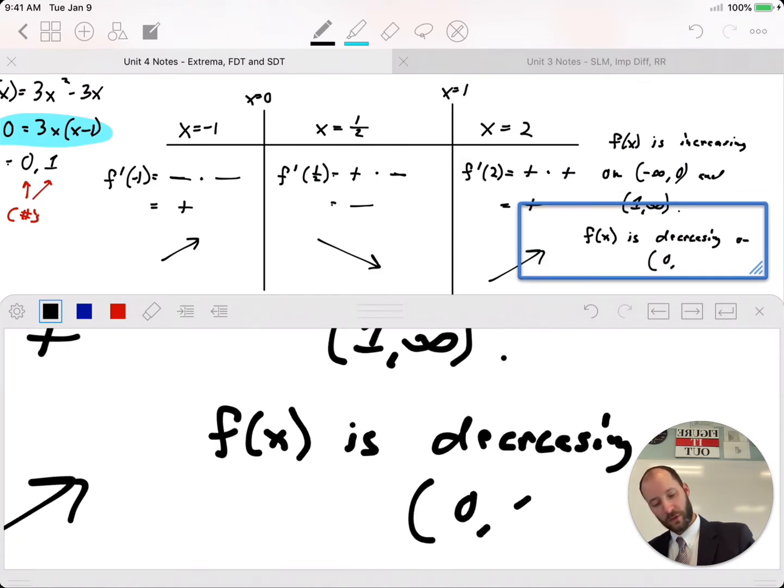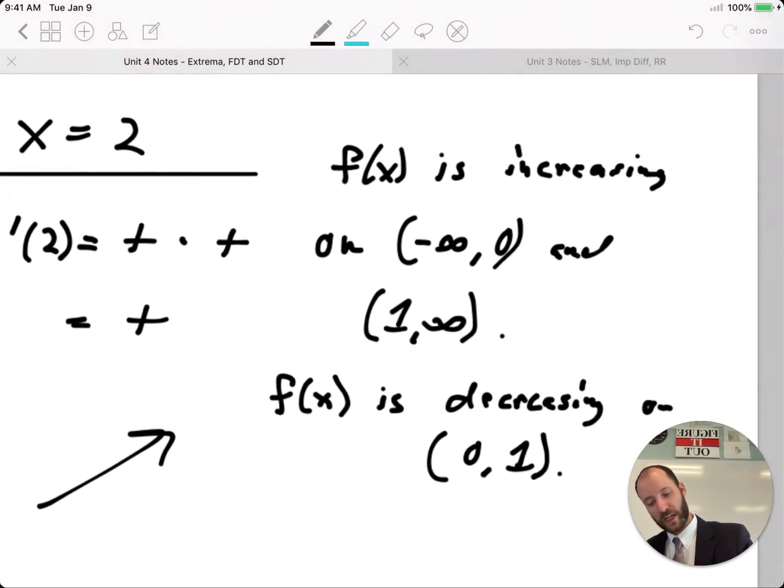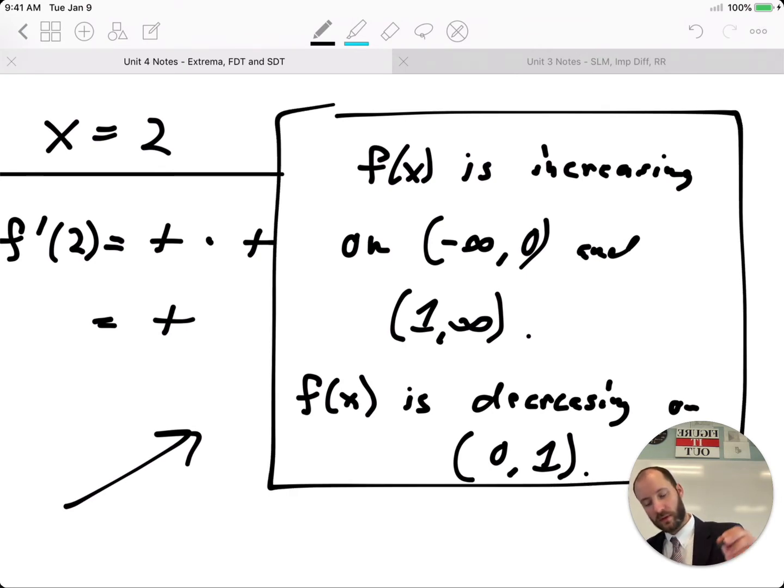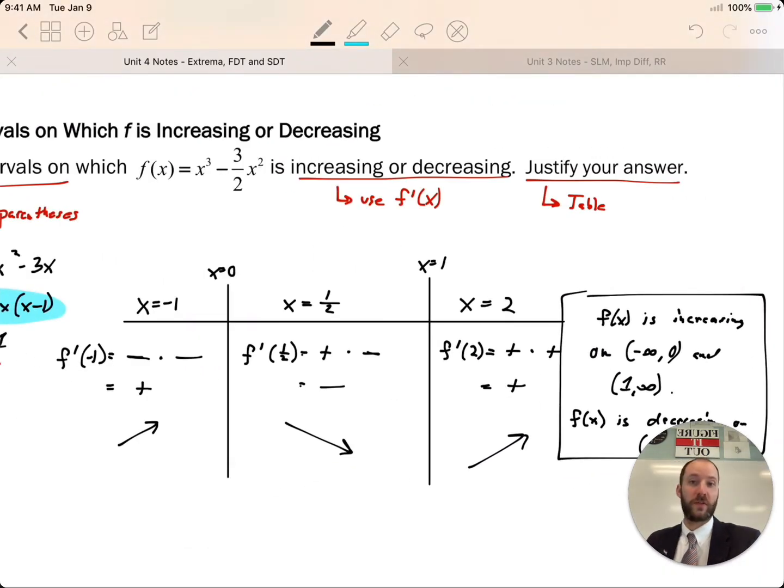So do yourself a favor. All that work is your justification, and it gives you a good bang for your buck, okay? So f(x) is increasing from negative infinity to 0 and 1 to infinity, and decreasing from 0 to 1, using open intervals. The table is our justification, okay?